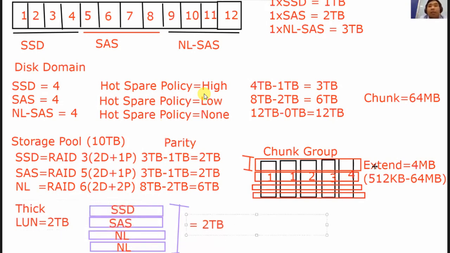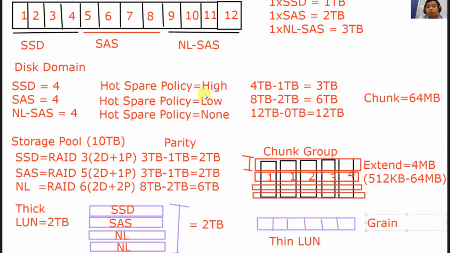If this is a thin LUN, this extent, you need to further cut it down. Let's say this is your extent. You need to further cut it down into a grain form. So this is to form the thin LUN. You will further cut it down into grains.